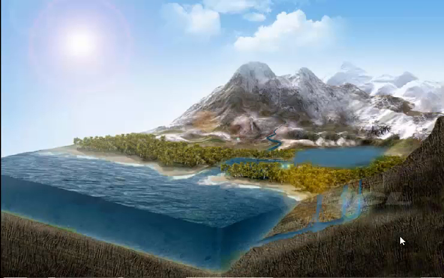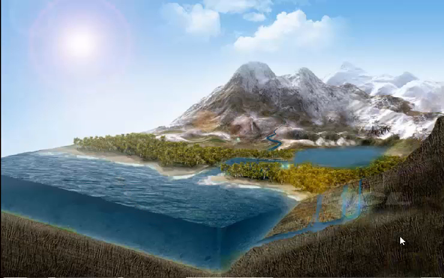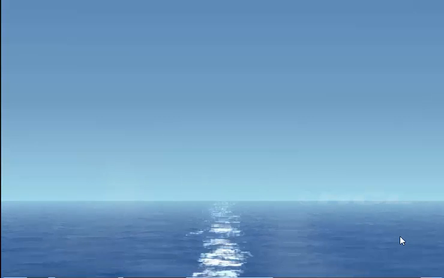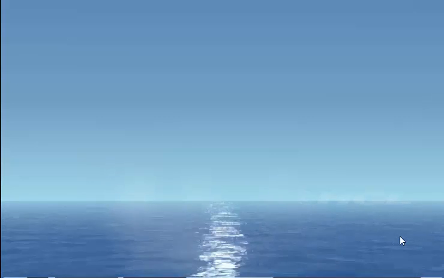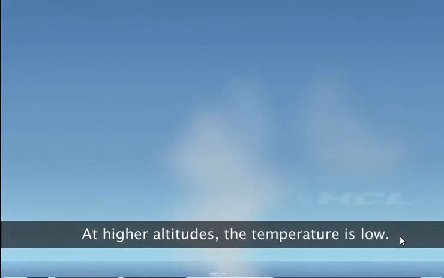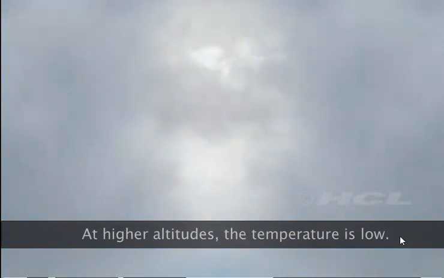The second stage in the water cycle is condensation, in which clouds are formed. Let's see how. Warm air is lighter. Hence, it begins to move upwards into the atmosphere. The water vapor present in the air also moves along with it. At higher altitudes, the temperature is low. As a result, the warm air starts cooling down.